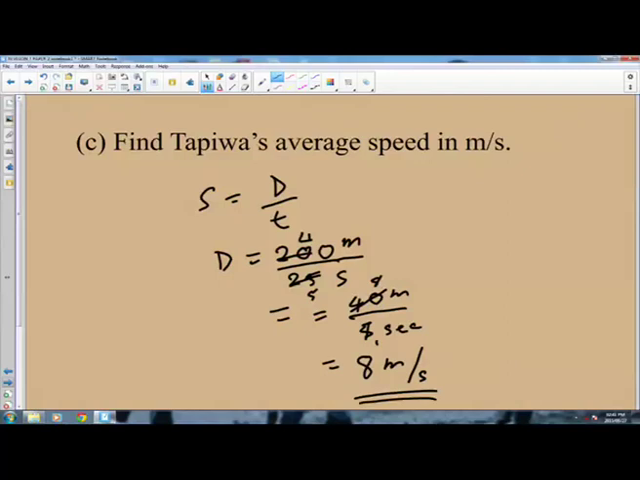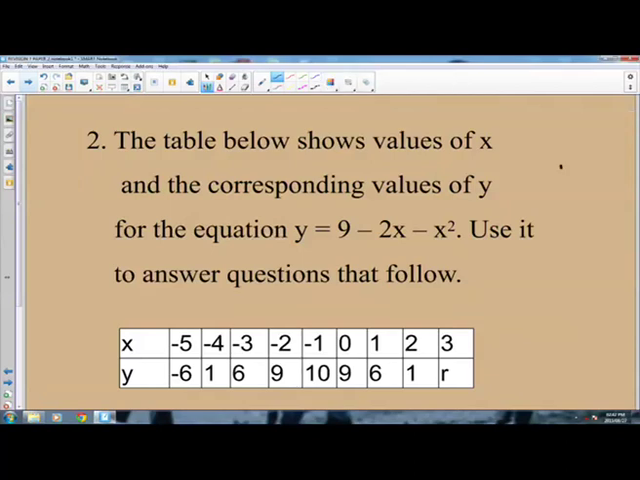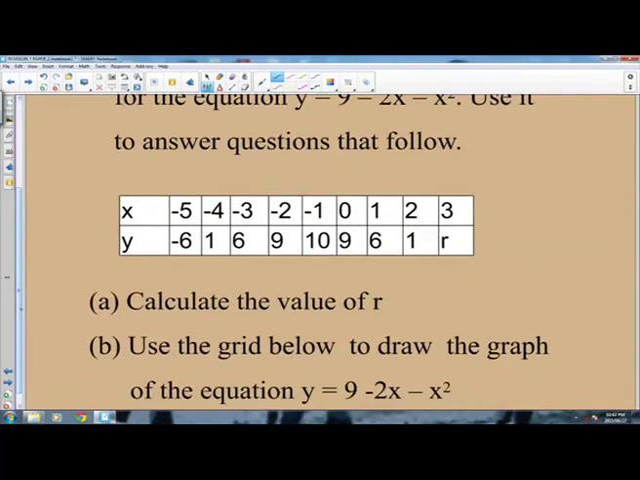And then let us have a look at another question, because we are working on revision here. So for us to revise this, we need to look at the questions. So we are at question number 2. The question number 2 says the table below shows the values of x and the corresponding values of y for the equation y equals 9 minus 2x minus x squared. Then use it to answer questions that follow. So this is the given information, and there's a table here. Part A says calculate the value of r. You are expected to find the value of r.